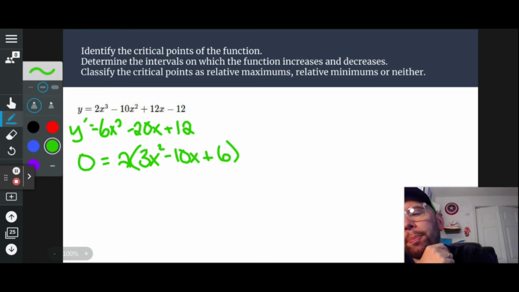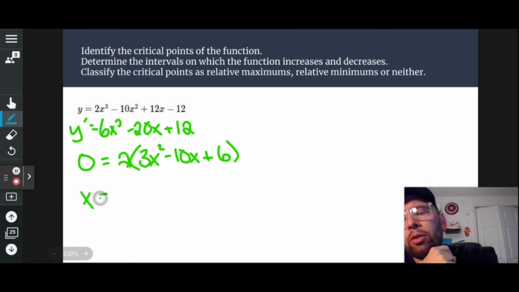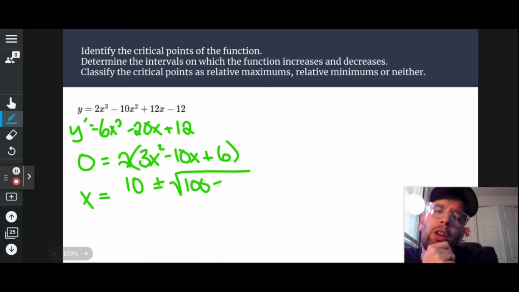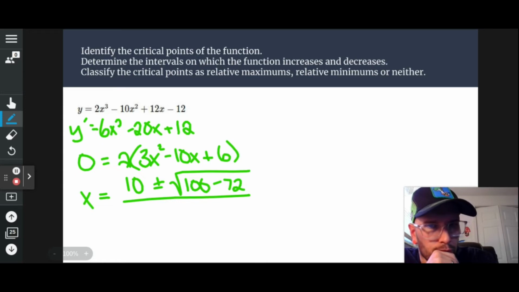I like having a good time. x equals -b, which is positive 10, plus or minus the square root of b squared, which is -10 squared, which is 100, minus 4 times a, which is 3, times c, which is 6. So 4 times 3 times 6 is 72, all over 2a, which is 6.